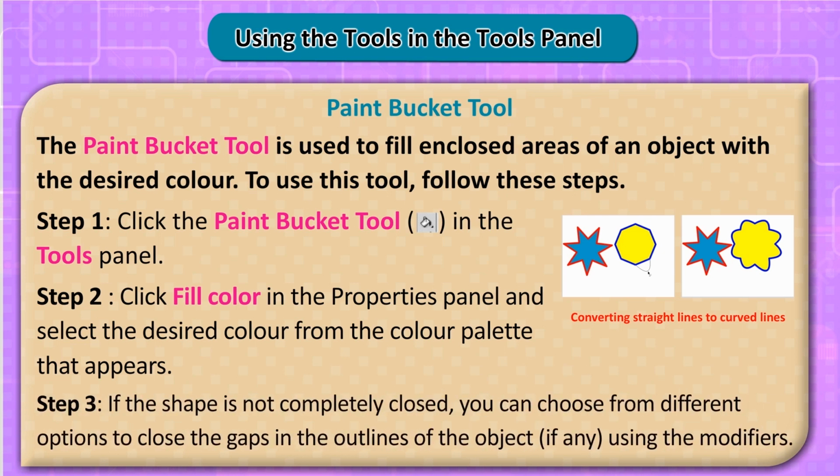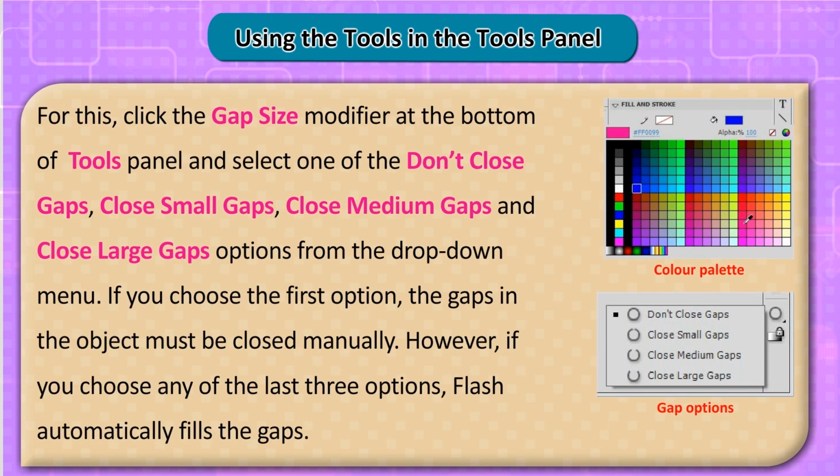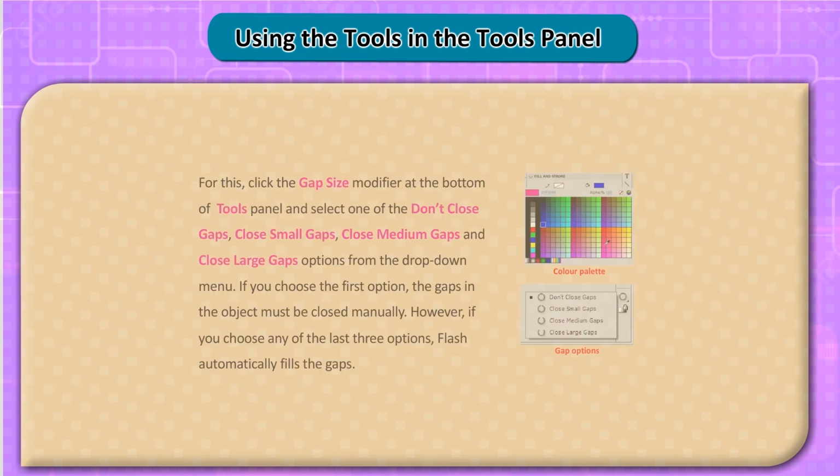Step 3. If the shape is not completely closed, you can choose from different options to close the gaps in the outlines of the object, if any, using the modifiers. For this, click the Gap Size modifier at the bottom of Tools panel and select one of the Don't Close Gaps, Close Small Gaps, Close Medium Gaps and Close Large Gaps options from the drop-down menu. If you choose the first option, the gaps in the object must be closed manually. However, if you choose any of the last three options, Flash automatically fills the gaps.